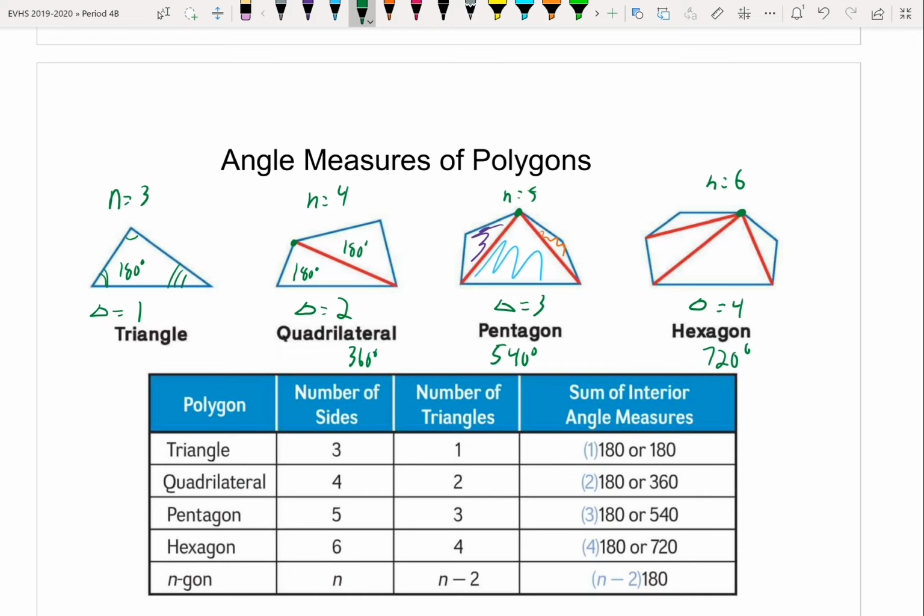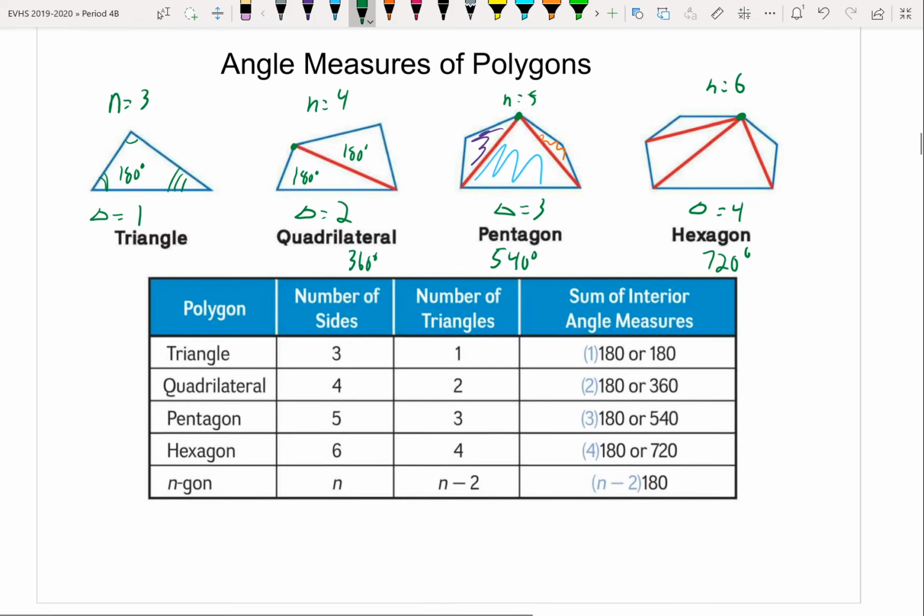So that's all this chart is doing down here. I've got number of sides, number of triangles, then my number of sides is n, number of triangles is n minus 2. Therefore, the sum of the interior angle measures is n minus 2 times 180. Now, that's not saying anything about the measure of each individual angle. All it says is the sum of the angles.